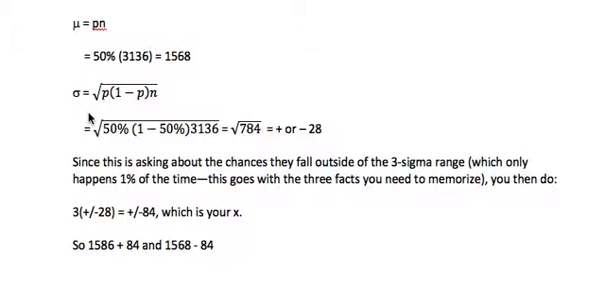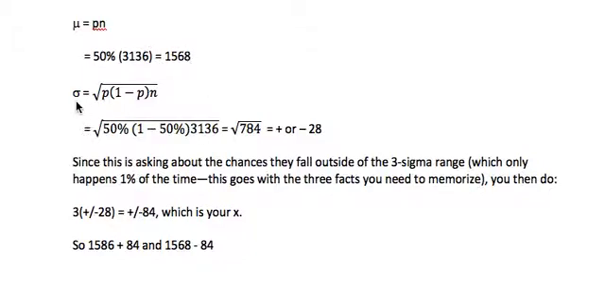there's three facts associated with that. You have to fit it to whatever's being asked in the problem. So in this case, let's go step by step. So mu equals P times N. In this case, the probability given is 50%. They tell you that it turns out only half of the kids shower. And then your population, your N, is 3136. So 50% times that is 1568.